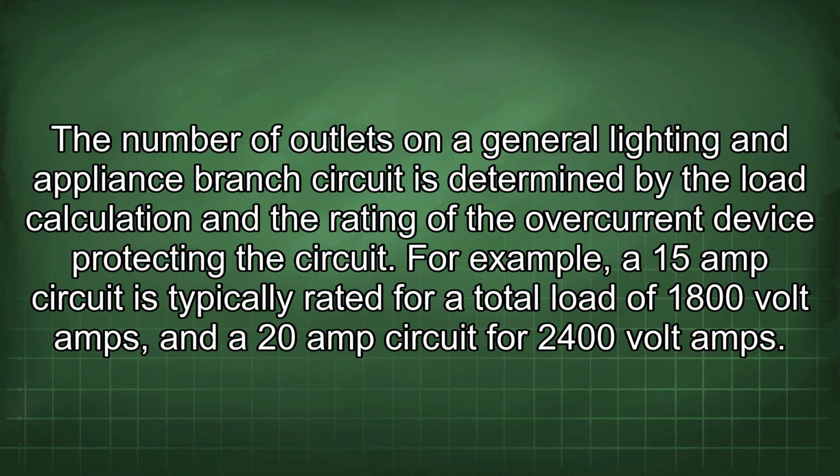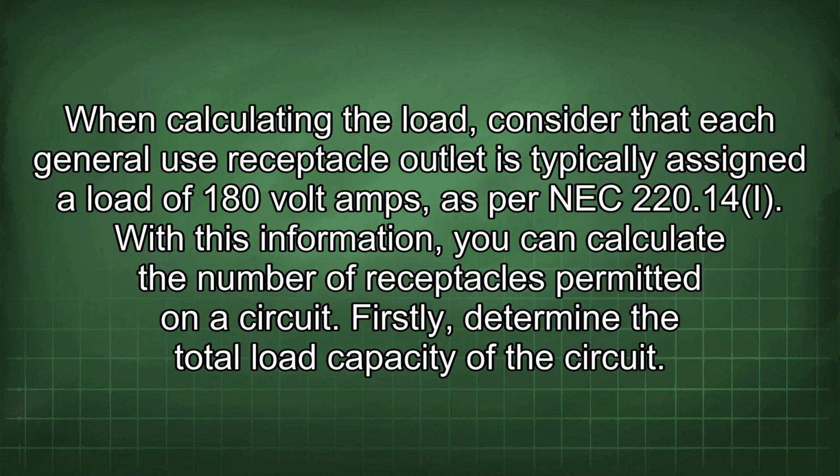The number of outlets on a general lighting and appliance branch circuit is determined by the load calculation and the rating of the overcurrent device protecting the circuit. For example, a 15 amp circuit is typically rated for a total load of 1800 volt amps and a 20 amp circuit for 2400 volt amps. When calculating the load, consider that each general use receptacle outlet is typically assigned a load of 180 volt amps, as per NEC 220.14(I). With this information, you can calculate the number of receptacles permitted on a circuit.